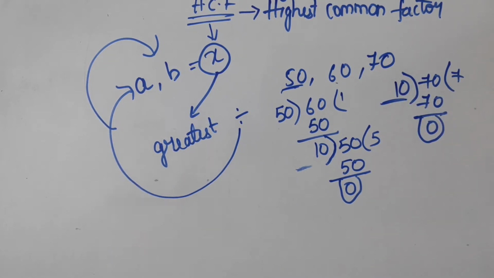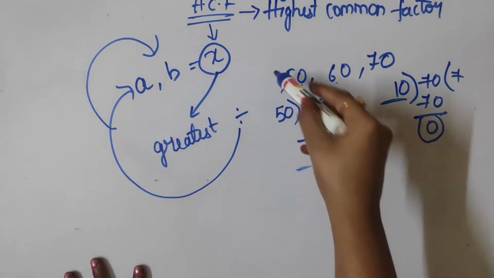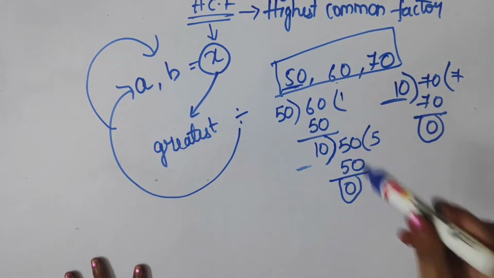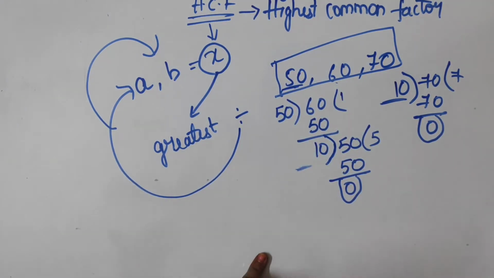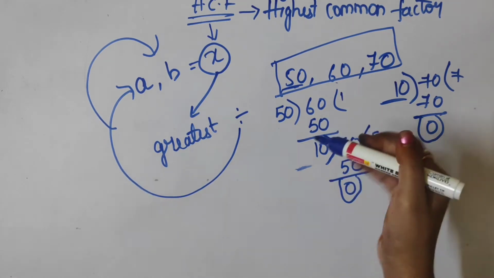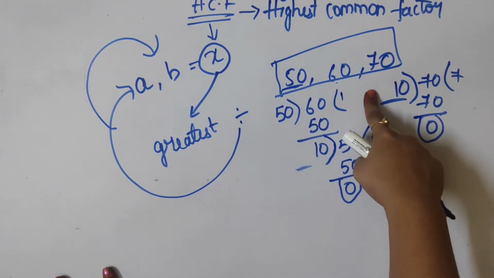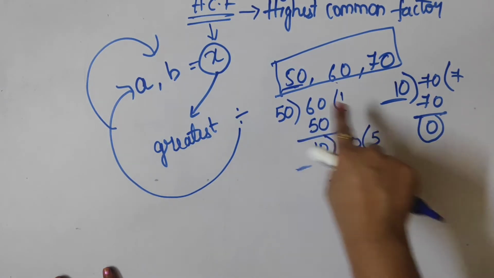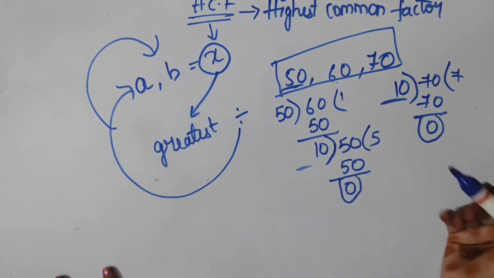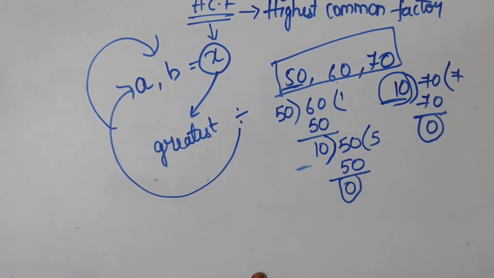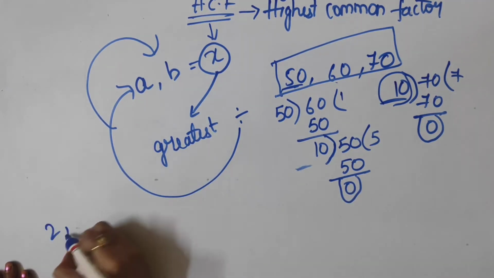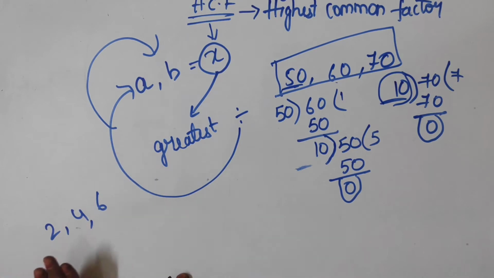Also, one more thing which makes HCF easy is that when we see a series of numbers, first we need to check whether all these numbers are divisible by any number. These three numbers are divisible by 5 as well as 10. All three are divisible by 10, so there are most chances that 10 can be our HCF. Now I'm going to take 2, 4 and 6. The HCF of these three numbers will definitely be 2.